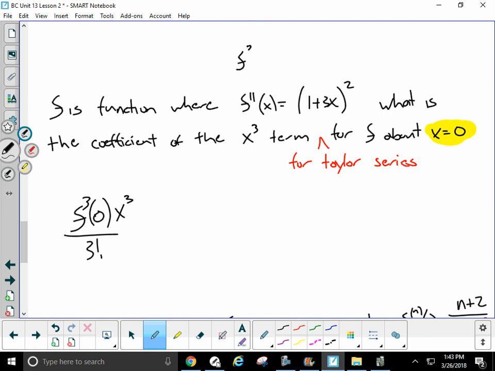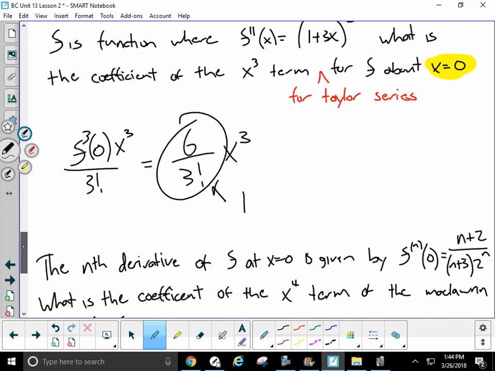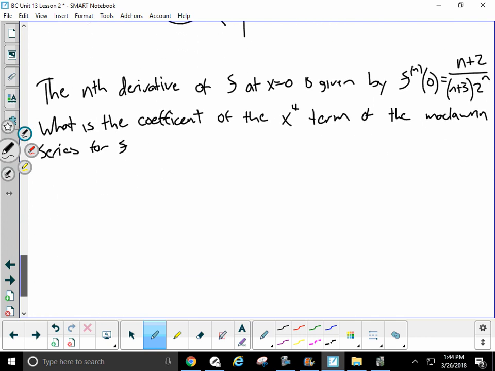I can find the 3rd derivative, and the 3rd derivative at 0. So this is going to be 6 over 3 factorial times x cubed. What is the coefficient? 6 over 3 factorial, which is just 1. Okay, so asking for the nth derivative, a specific derivative, a specific coefficient. Let's look at the next problem. The nth derivative is given by this. What is the coefficient of the x to the 4th term?